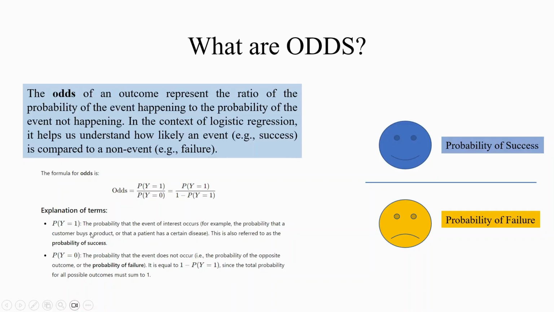P(y=1) is the probability that the event of interest occurs, for example, the probability that the customer buys a product or that the patient has a certain disease. This is also referred to as the probability of success. P(y=0) is the probability that the event does not occur, the probability of the opposite outcome or the probability of failure. It is equal to 1 minus P(y=1), since the total probability for all possible outcomes must sum to 1, so we can safely write this.